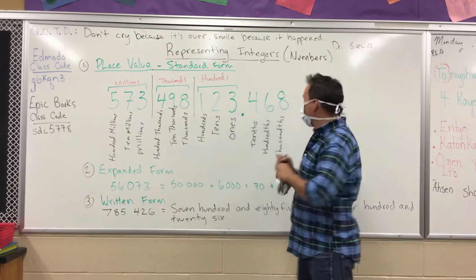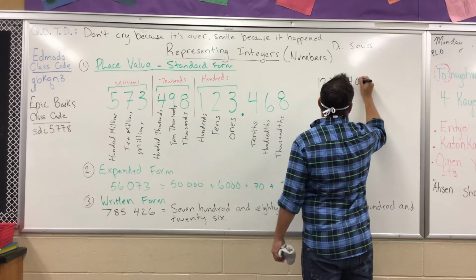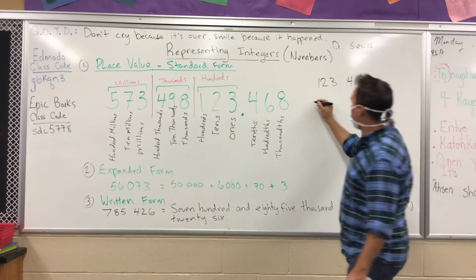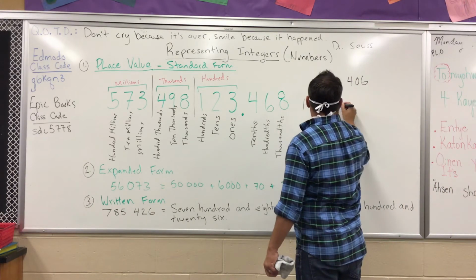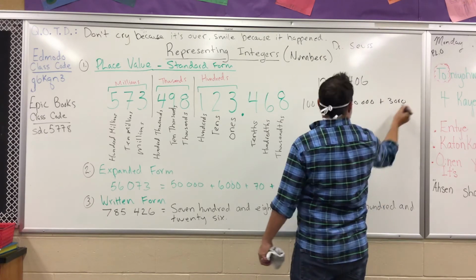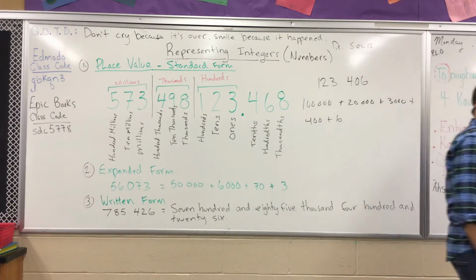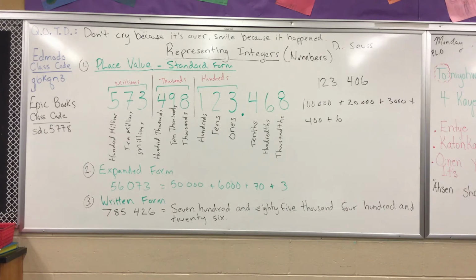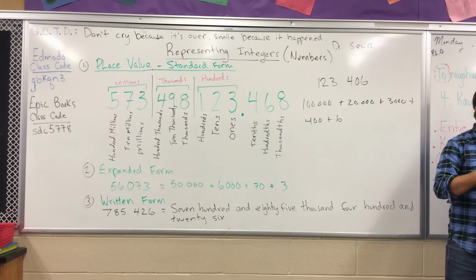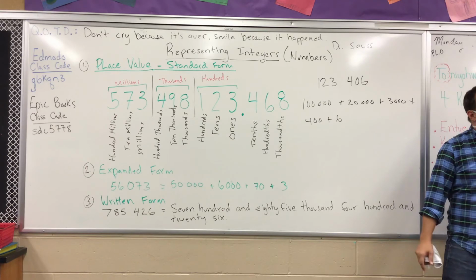And that's expanded form. So if we had something like this, 123,406, it would look like 100,000 plus 20,000 plus 3,000 plus 400 plus 6. That's expanded form, right? We're saying all of these are the houses and the areas. We're identifying the different place values and putting them out there, okay?